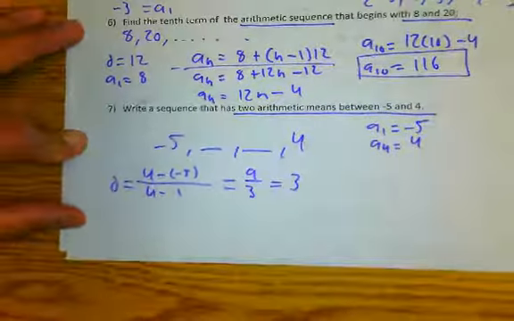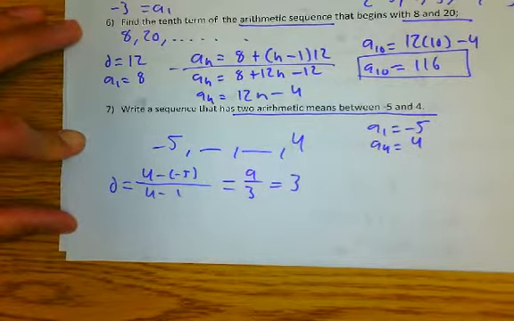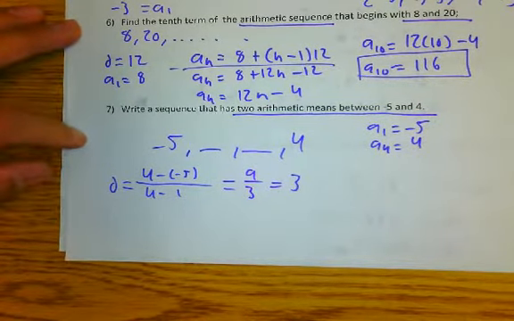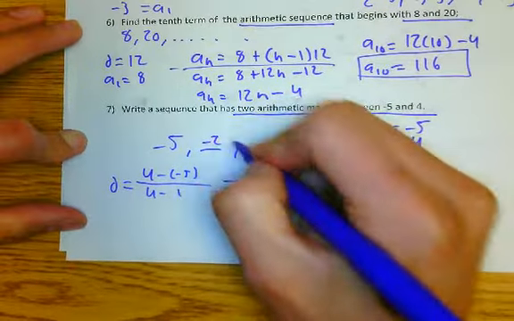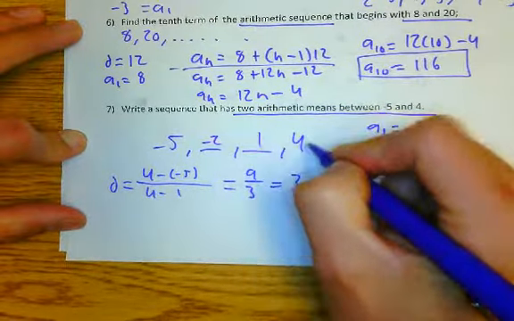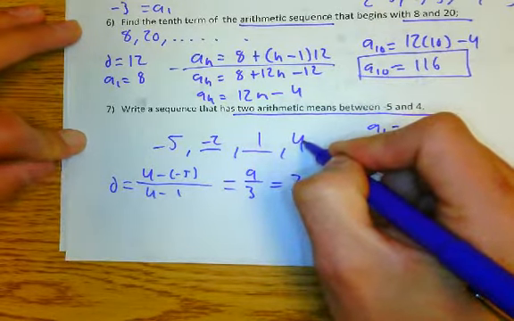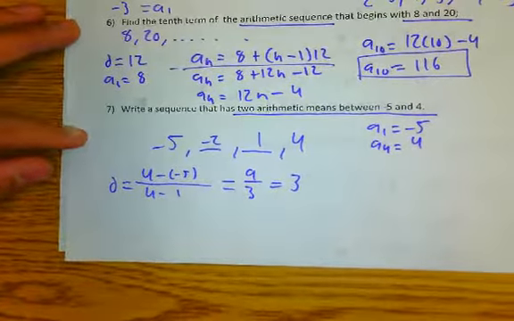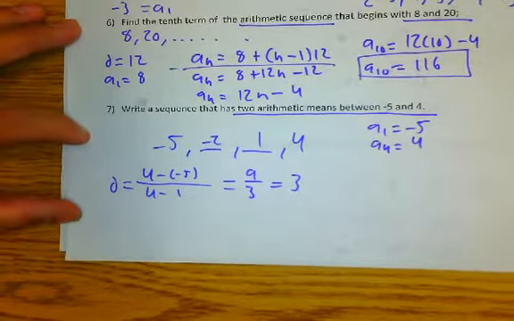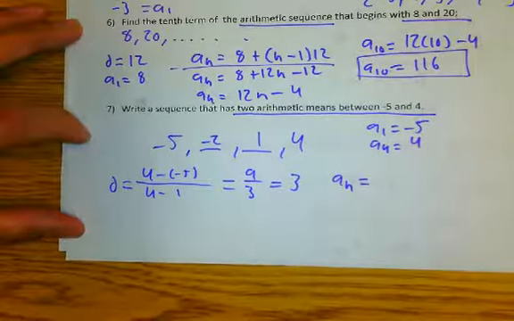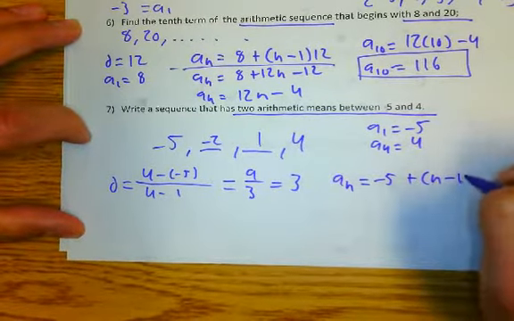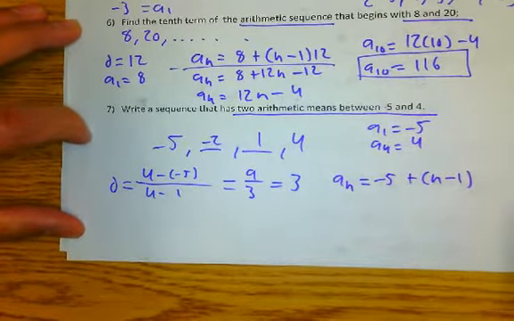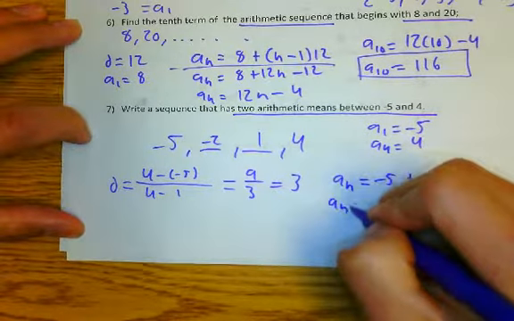So if the common difference is 3, what will be this number? -2 will be this number. And it matches, right? So what are they asking us for? They want the actual sequence, right? So a sub n, do you have the first term? -5 plus n minus 1 times, do you have the common difference? 3. A sub n equals 3n minus 8. And we're done.